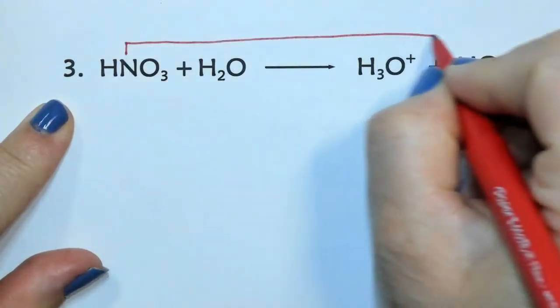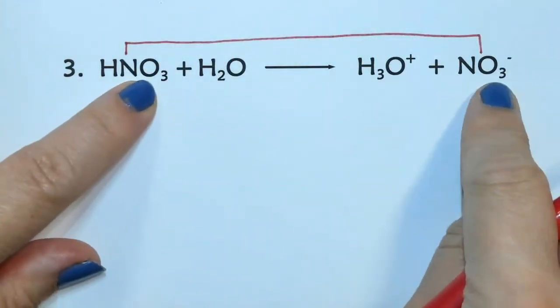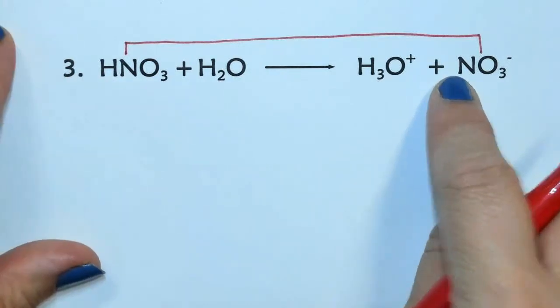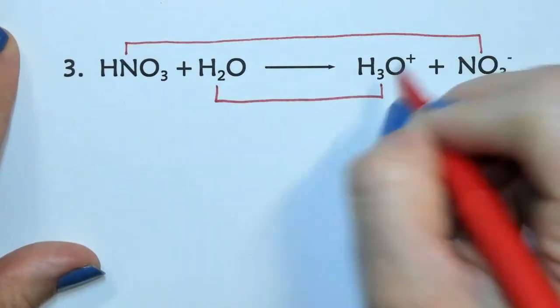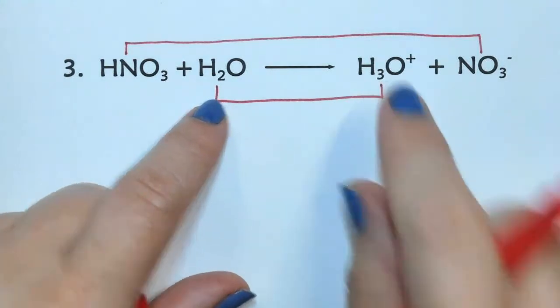Okay, let's identify the conjugate acid-base pairs here. This one is paired with this one. See how they are the same except they only differ by one hydrogen. And then these two are conjugates of each other. They are the same, they only differ by one hydrogen.